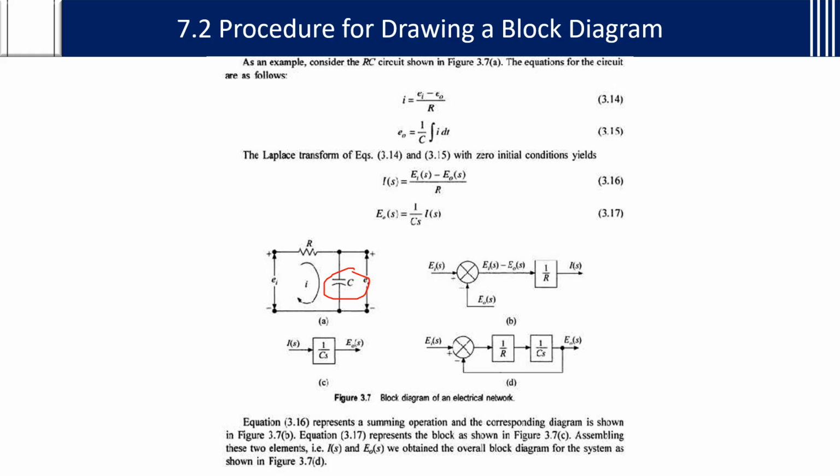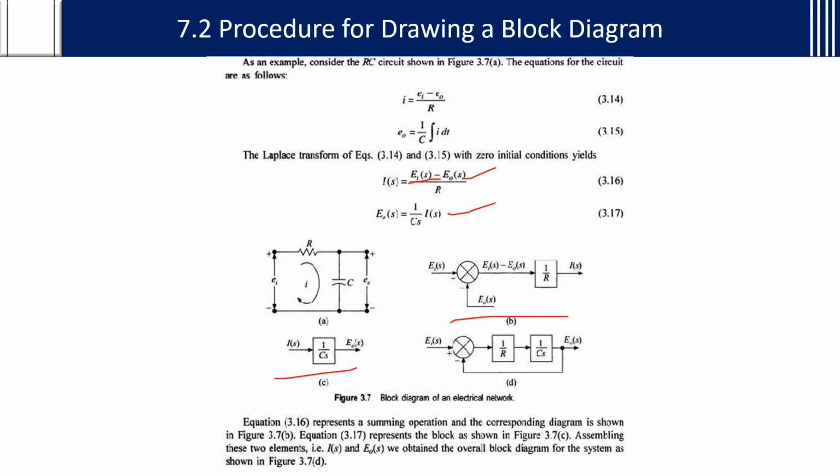After writing that, we need to take the Laplace transform. We will write in terms of s. I of s is equal to E1 of s minus E naught of s by R. E naught of s is equal to 1 by Cs into I of s. Why? Because integration becomes 1 by s in the Laplace transform. So 1 by s. After writing, we can separately draw a diagram for both equations.